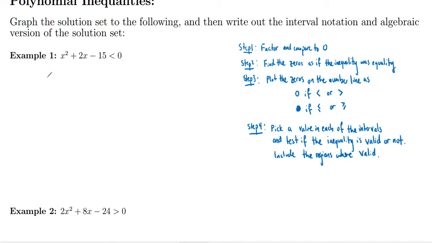So let's do that with this example right here. We have already compared the left-hand side here to 0, and so we're going to start by just factoring. So step 1, factor and compare to 0. So what is this factorization? We are going to have x, and we need the product to be minus 15, but the sum to be positive 2. So that looks like it should be x plus 5, x minus 3, less than 0.